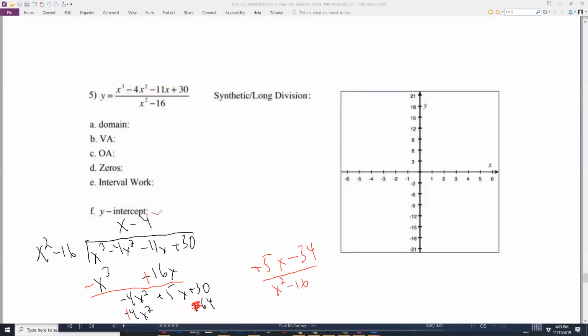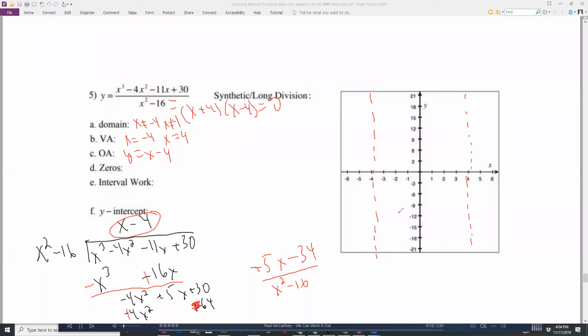And my slant asymptote is this, y equals x minus 4. So let's see, y equals x minus 4. The vertical asymptotes happen when that equals 0. Well, x plus 4 times x minus 4 equals 0 at negative 4 and at positive 4. So x equals negative 4 is a VA. X equals positive 4 is a VA. So here's a vertical asymptote. Here's a vertical asymptote. Now I'm assuming there's no holes here. I don't really remember, to be honest with you.